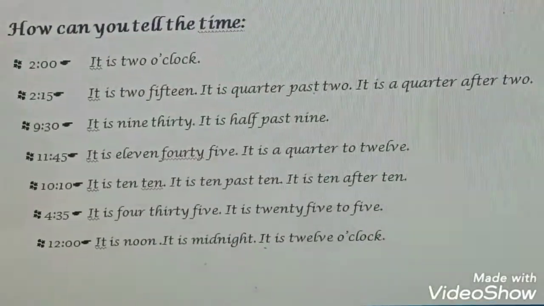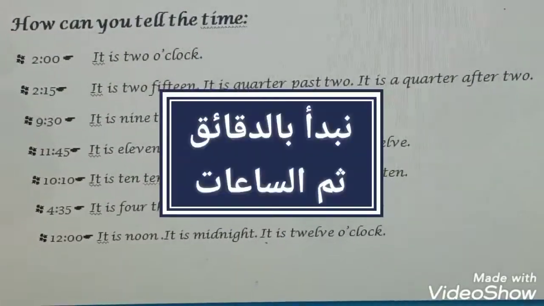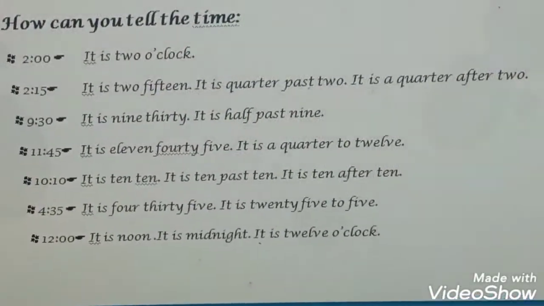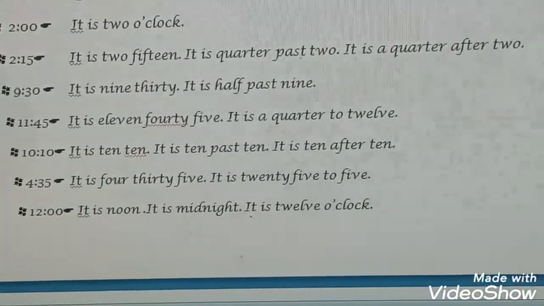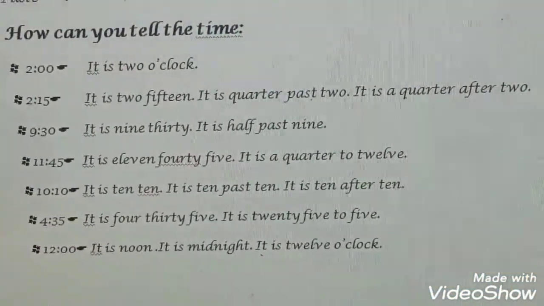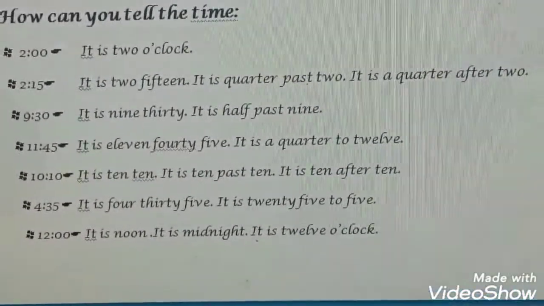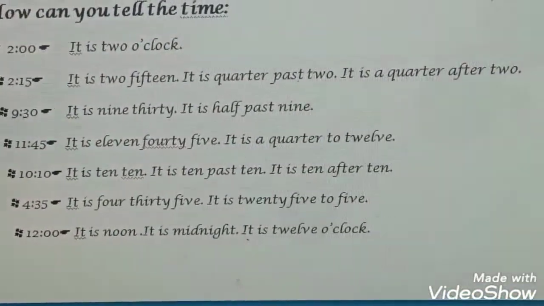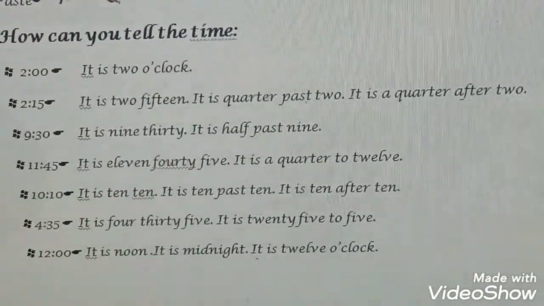It is 2:15 or a quarter past 2 or a quarter after 2. ساعتين وربع. It is 9:30 or it is half past 9. تسعة ونص. It is 11:45 or it is a quarter to 12. 12 غير ربع. It is 10:10 or 10 past 10 or 10 after 10. 10 وعشرة. It is 4:35 or 25 to 5. 5 غير 25. It is noon or it is midnight or it is 12 o'clock.